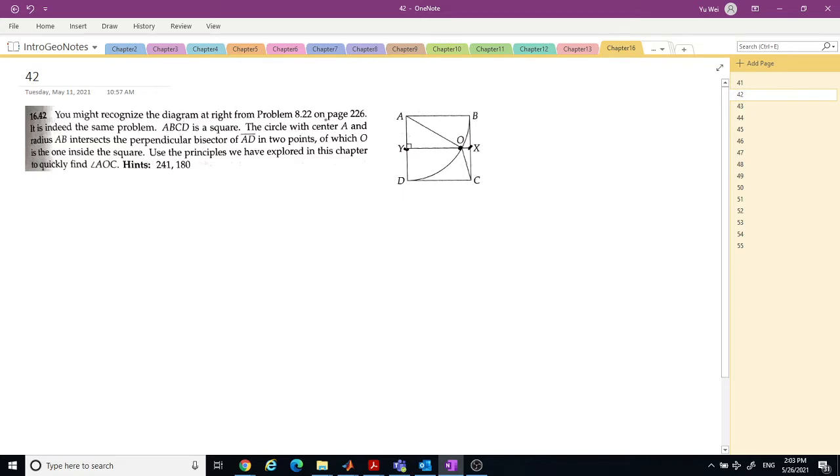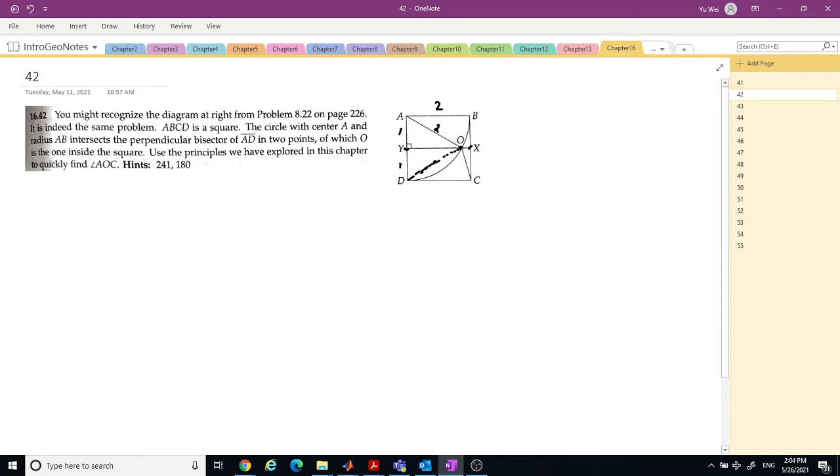Because we need to find the angle, the side length doesn't matter. So let's say the side length is 2, so we have this one is 2. Now let's connect this point, and this one. So we know here is 2, here is 2, right?